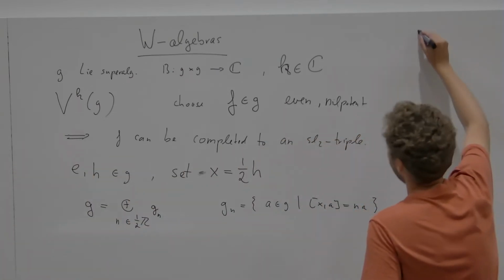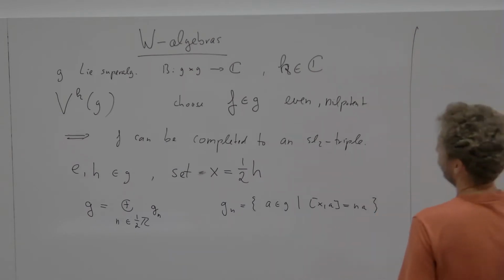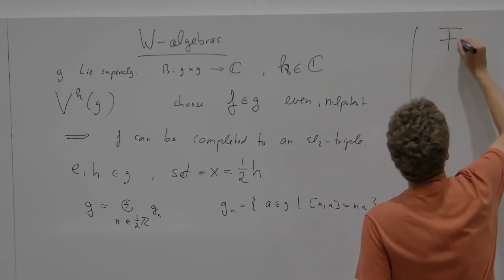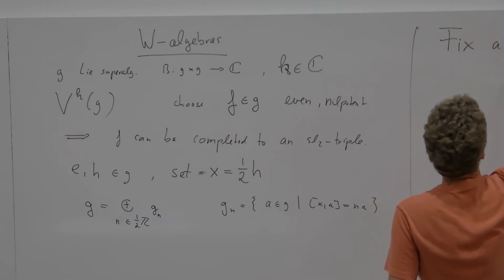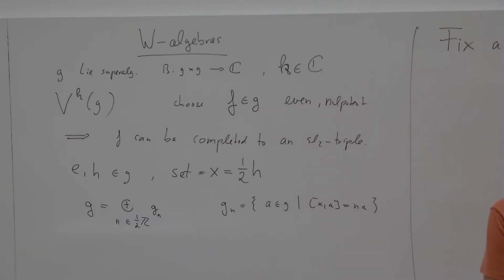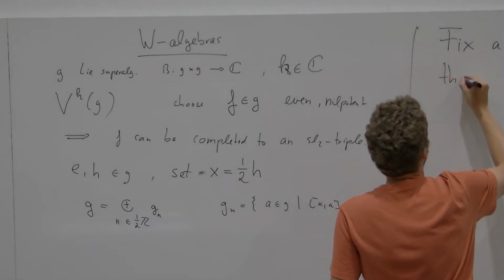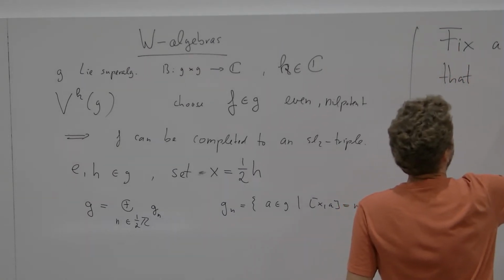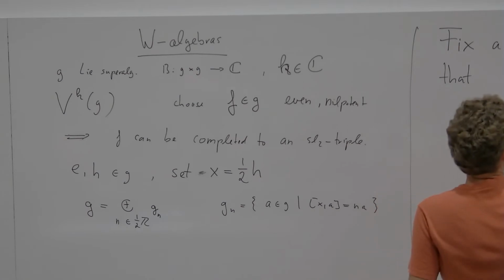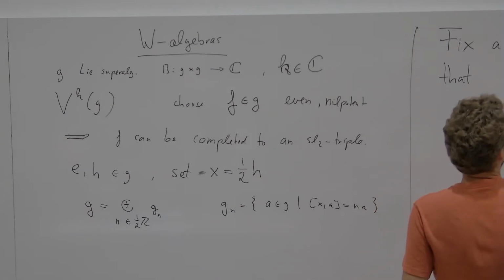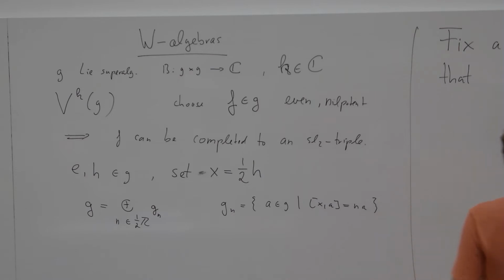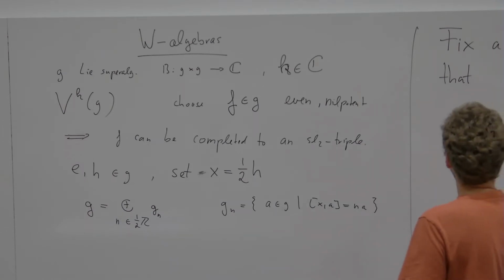Okay. Now we fix a basis Sn of each eigenspace, so that the union of these bases is a basis of G. And now we introduce structure constants.